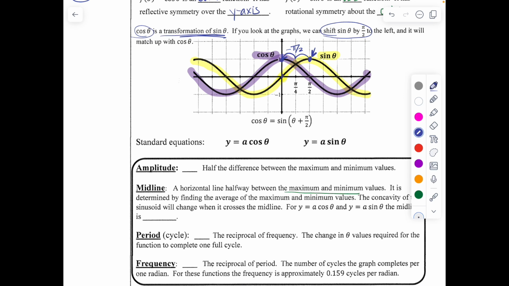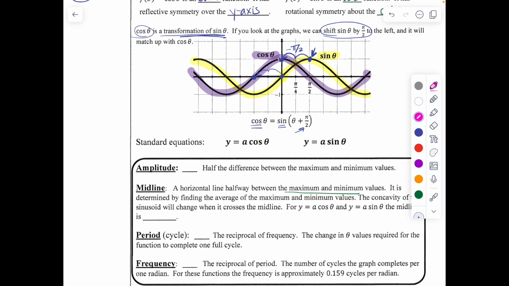We can also see this at every 0 point on sine. If I shift it to the left pi over 2, we can see that it also lands on the cosine 0. So we can say that cosine is just the value of the sine function shifted to the left by pi over 2, otherwise known as a phase shift, okay?